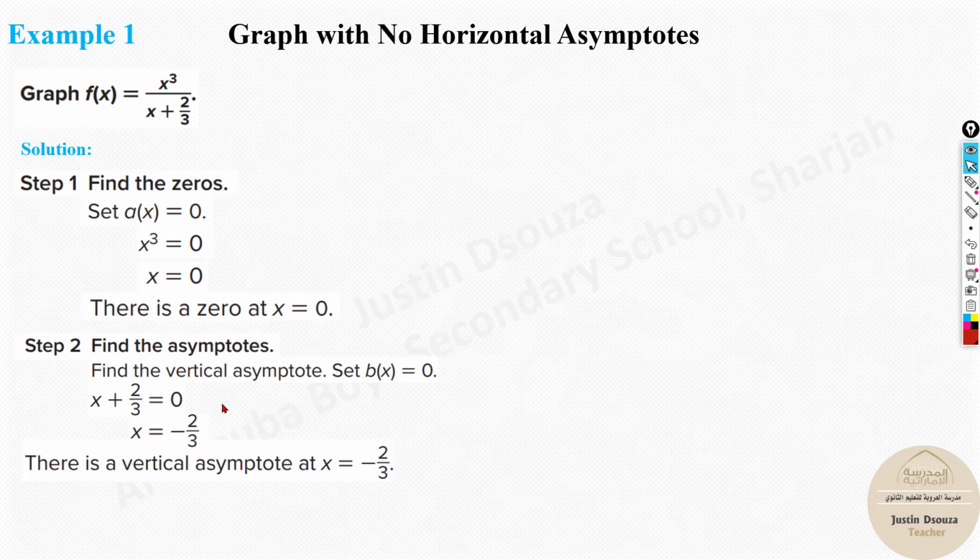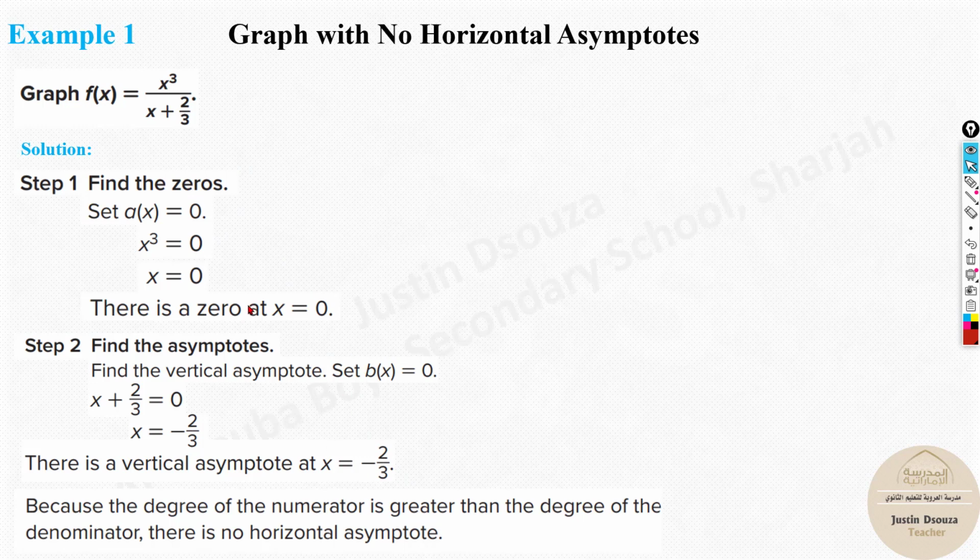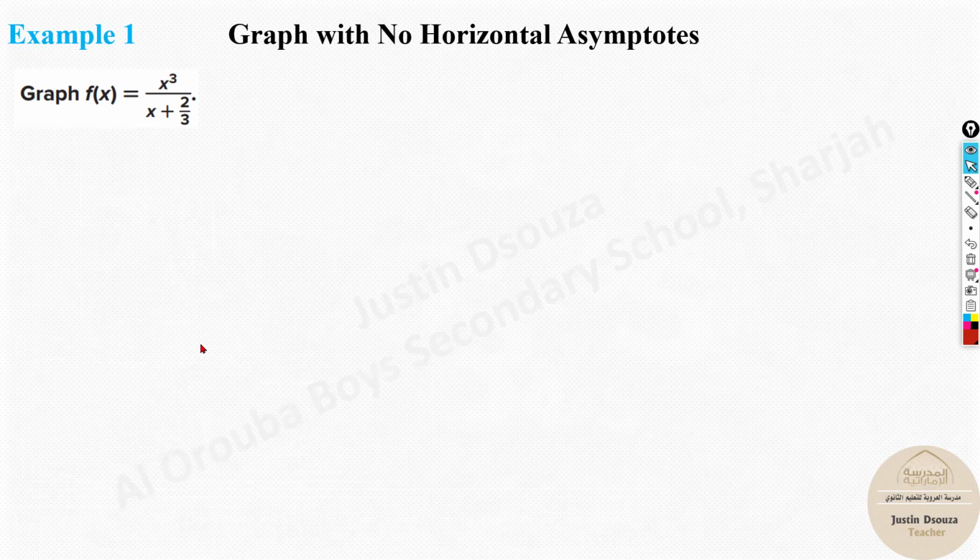So this is the vertical asymptote, and negative down the x-axis. So now we have got the zeros and the vertical asymptote. Does this have a horizontal asymptote? No. The degree in the numerator is greater than the denominator, so no horizontal asymptote. And now all we need to do is graph.